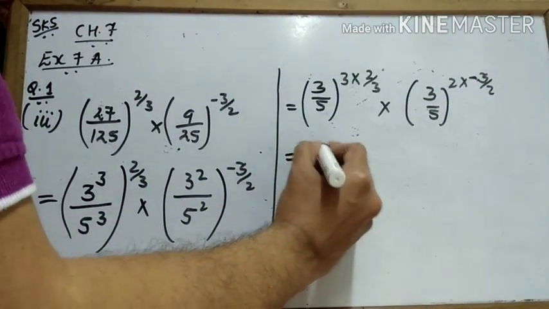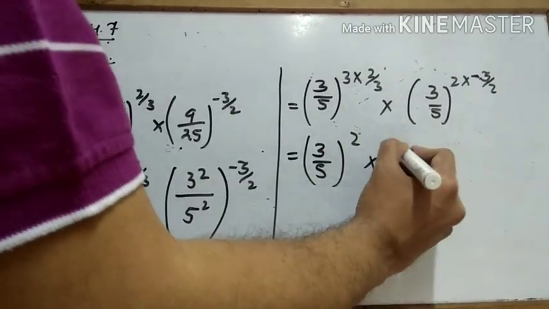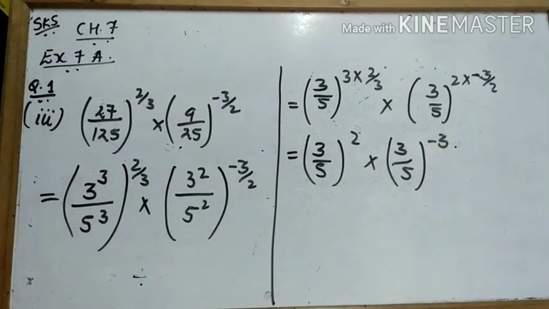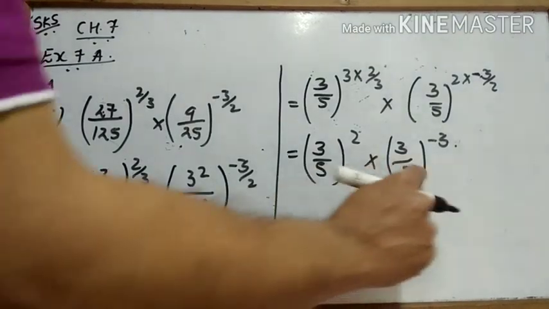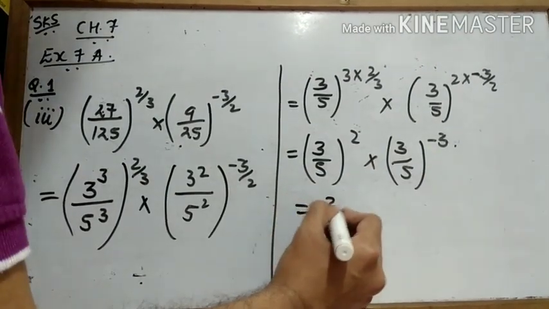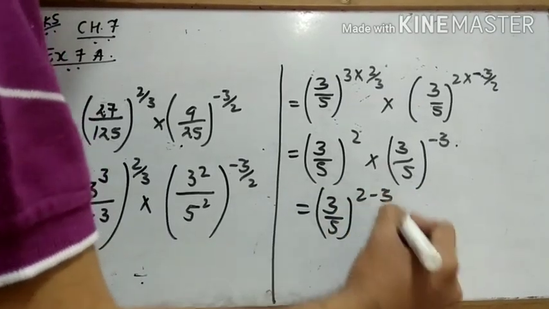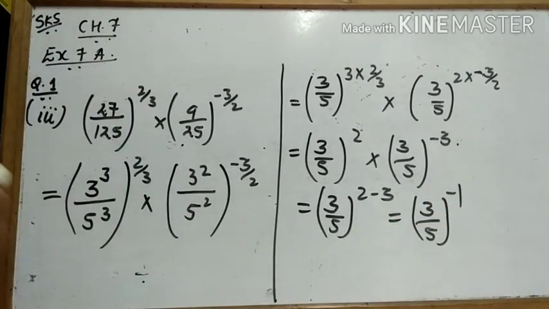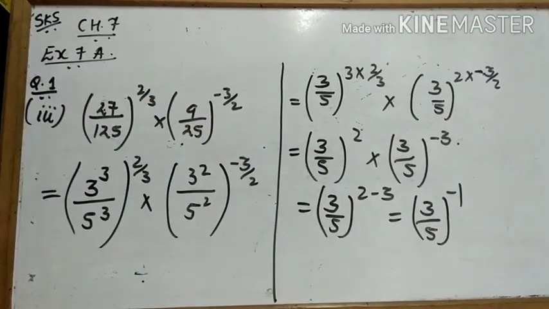What happens here is 3 upon 5 whole raised to 2 multiplied by 3 upon 5 whole raised to negative 3. And my dear friends, what you can see here is both of them are having the same base. So what we can do is we can apply the first rule of the indices, 2 minus 3. This will fetch us 3 upon 5 whole raised to negative 1. And dear friends, most of the time we do not write the final answer with a negative index. So we have to convert this negative index into a positive index.